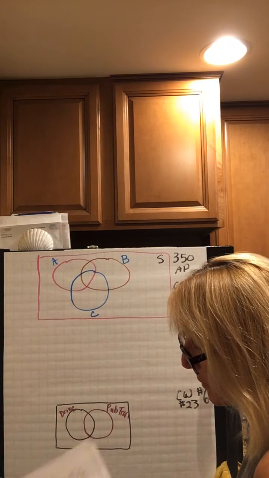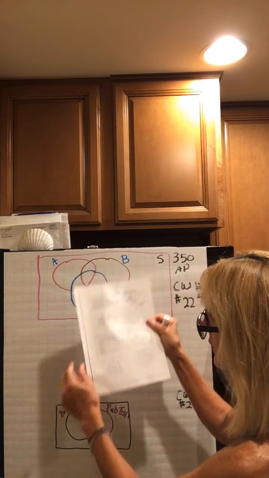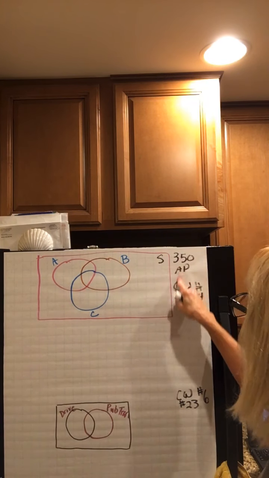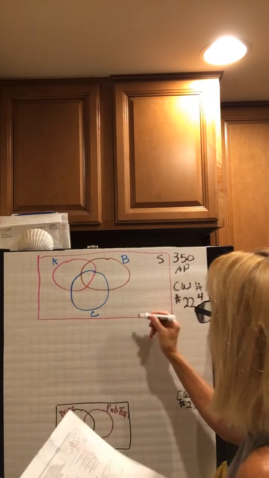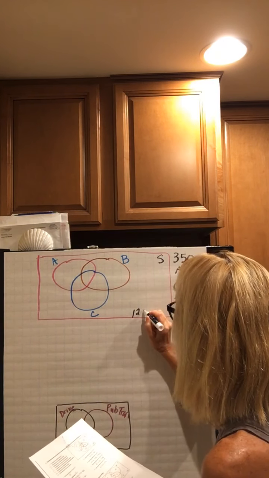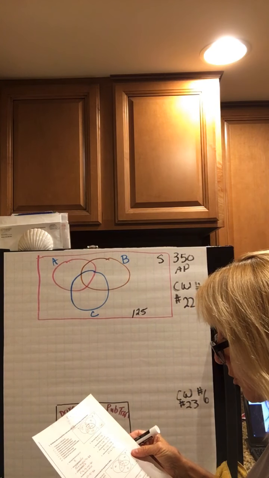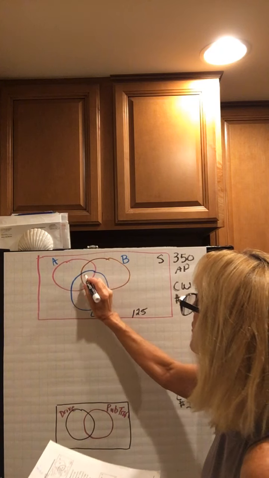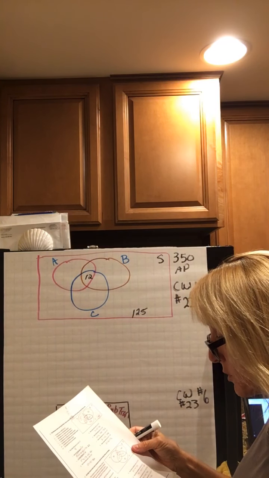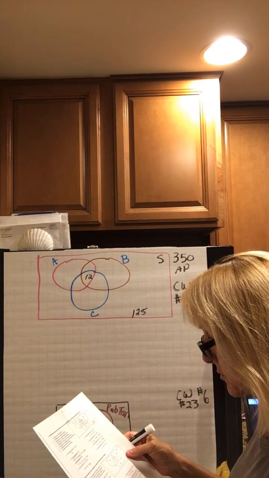I'm going to start at the bottom on number 4, the last bullet. It says there are 125 students that are not taking AP courses, because this is about AP courses. So I would put 125 students down here. Then it says 12 students are taking all 3 courses. That's why you start in the middle. This is 12.